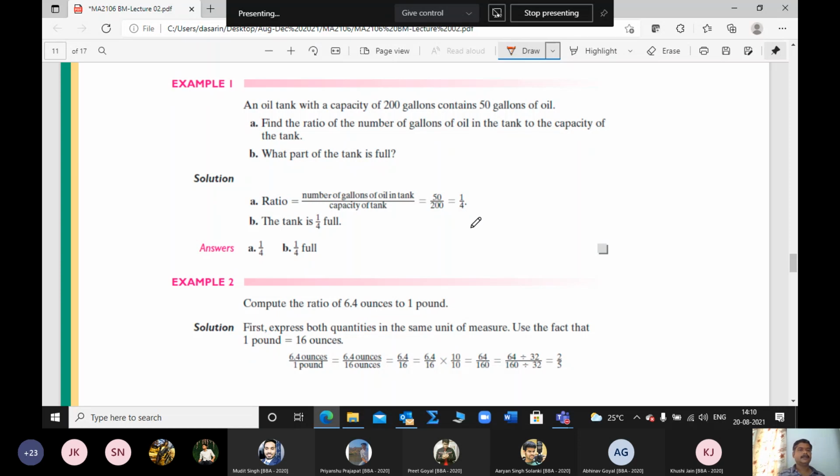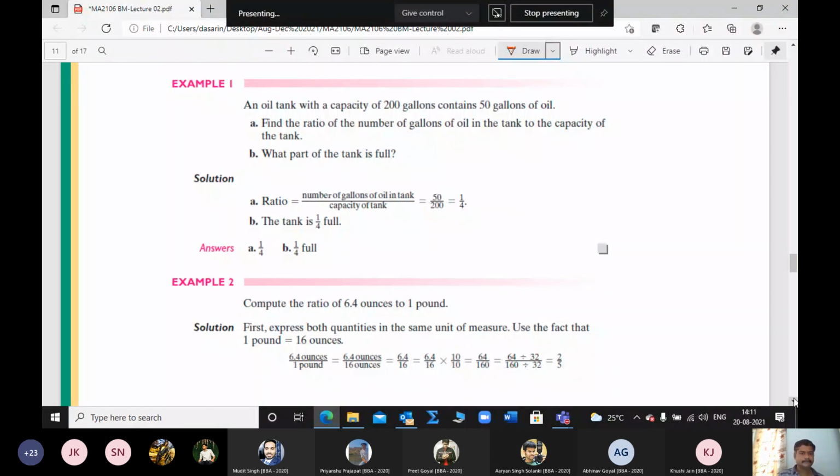The next question: what part of the tank is full? Out of 200 gallons of capacity, only 50 gallons is filled. That means only the quarter part of the tank is filled. What part of the tank is full? The answer is the tank is full by 1/4.